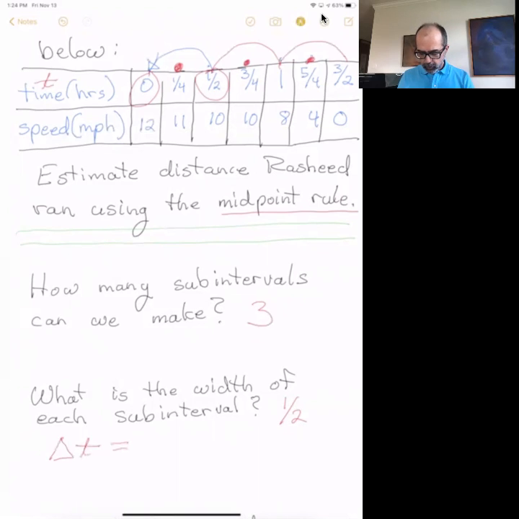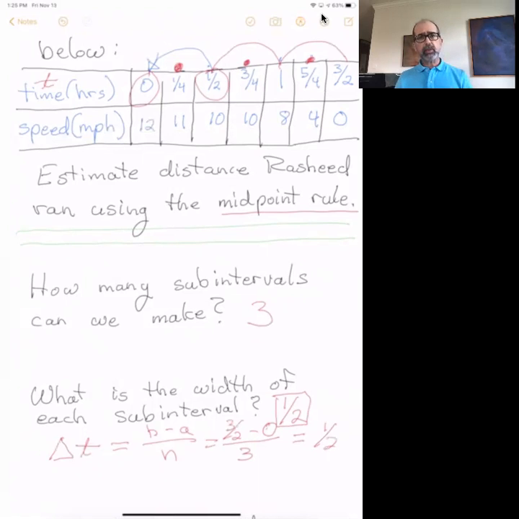And we know usually we call it b minus a over n. Now remember that b is the rightmost endpoint, which in this particular case is 3/2. The left-hand most endpoint is 0. And we have 3 subintervals in this case, so n equals 3. And 3/2 over 3, that's going to give me my 1/2 back again. So that matches exactly what we saw just by looking at the table itself.